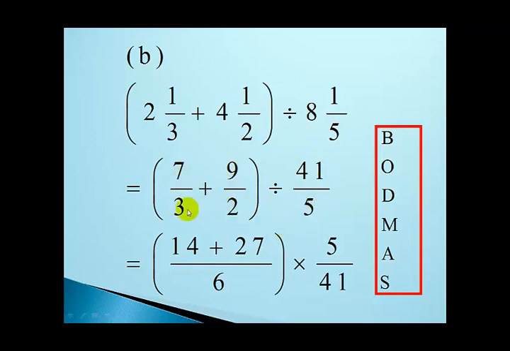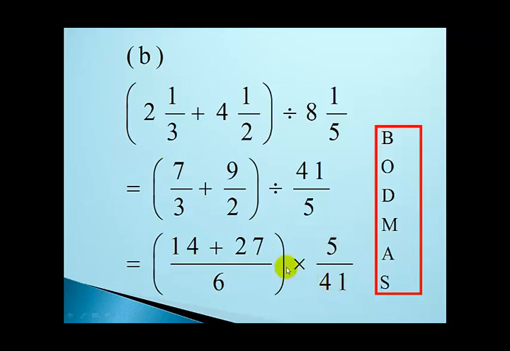It's addition of fraction. With addition we find LCM. And the LCM of 3 and 2 is 6. 3 goes into 6 2 times. And 2 times 7 is 14. Plus 2 goes into 6 3 times. 3 times 9 equals 27. So we have 14 plus 27 over 6, times 5 over 41.